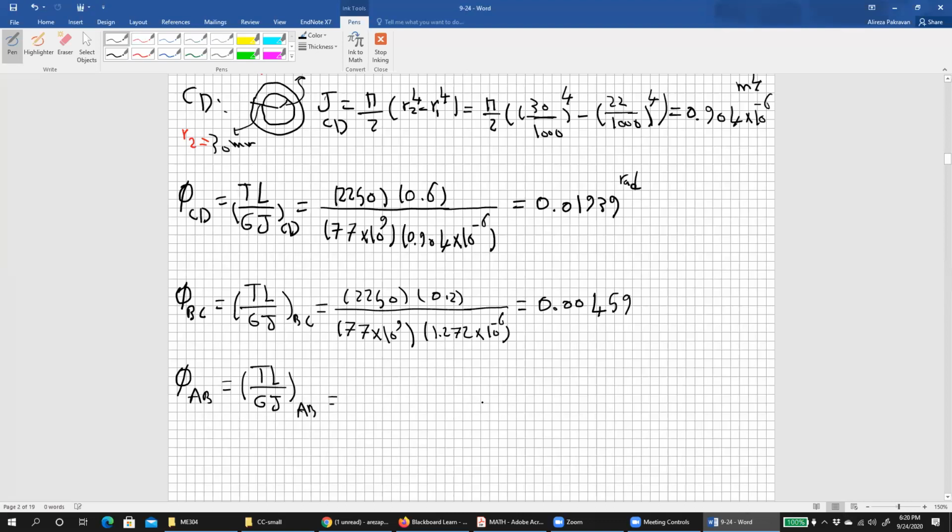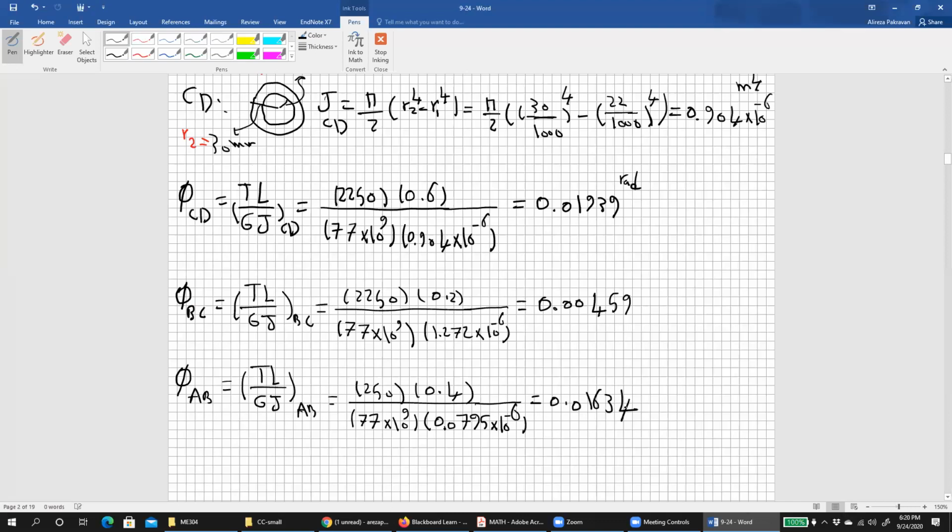What is T for segment AB? 250. How about L? 0.4. Do you know why I multiply G by 10 to the 9? Do you remember? To convert to Newton per meter squared, to convert to Pascal, right? Because now it's given in gigapascal, right?